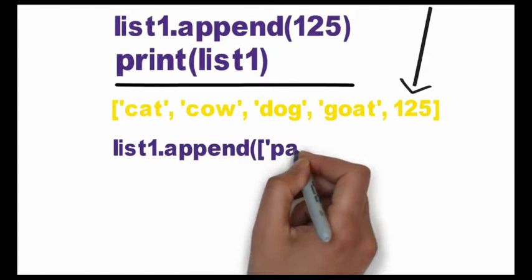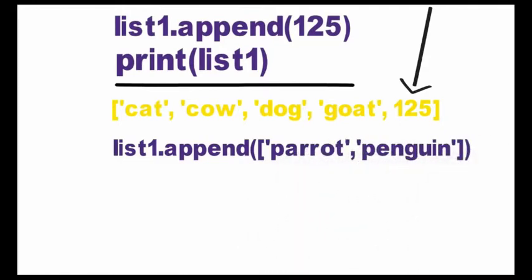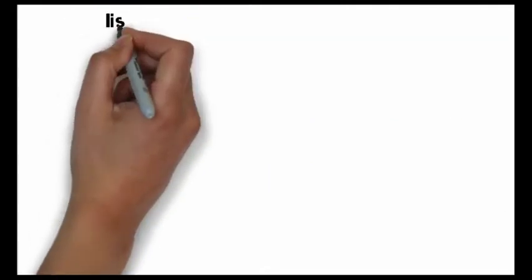Let's try to append a list of 2 items, parrot and penguin, and see what happens. So you can observe that the 2 items were added as a single element, as a list. So if you wanted all the list items to be appended separately, the next function which we are going to discuss will help you with that.